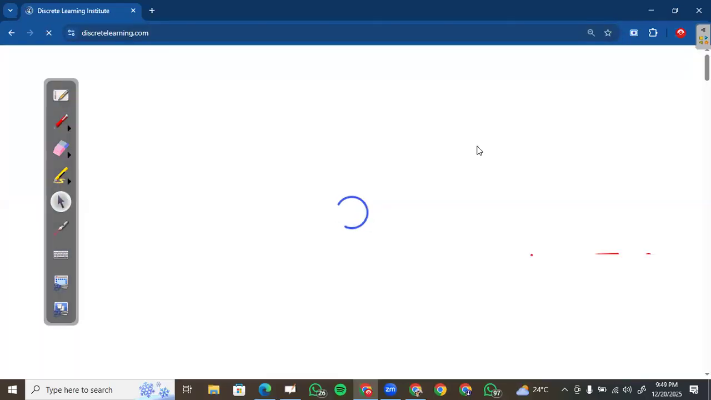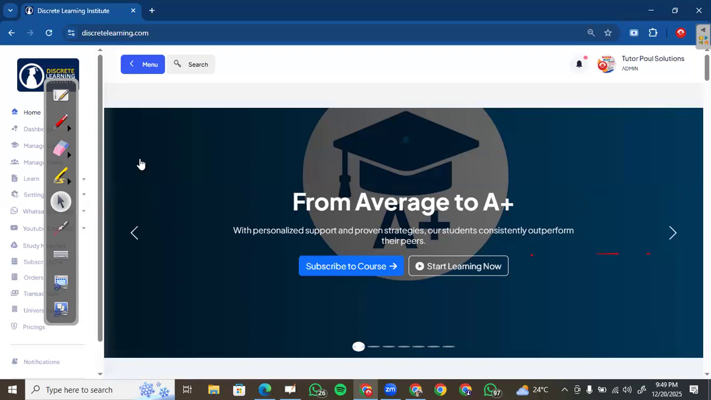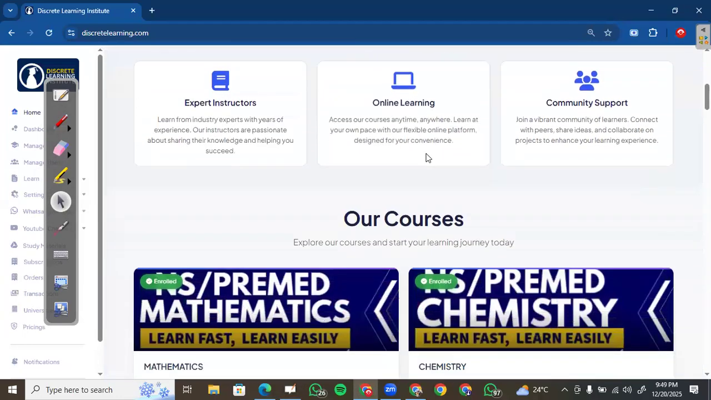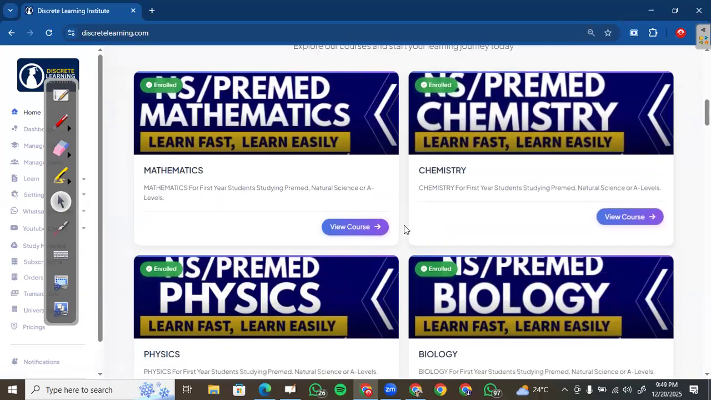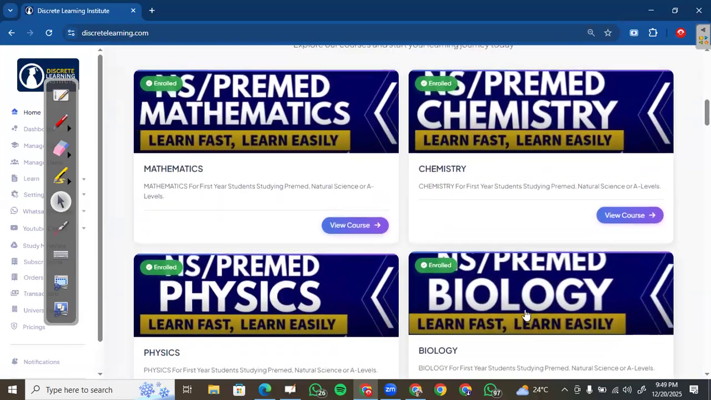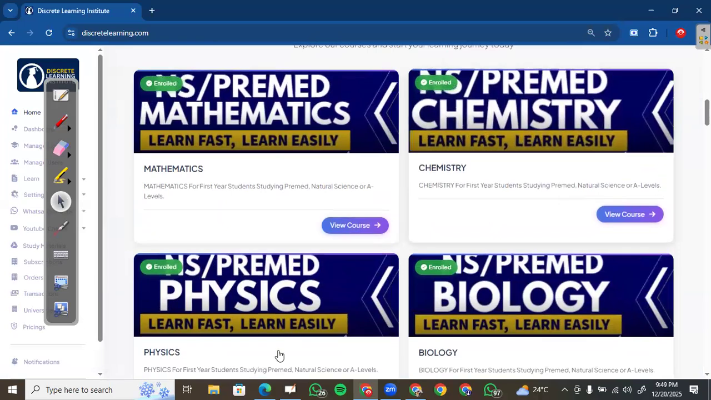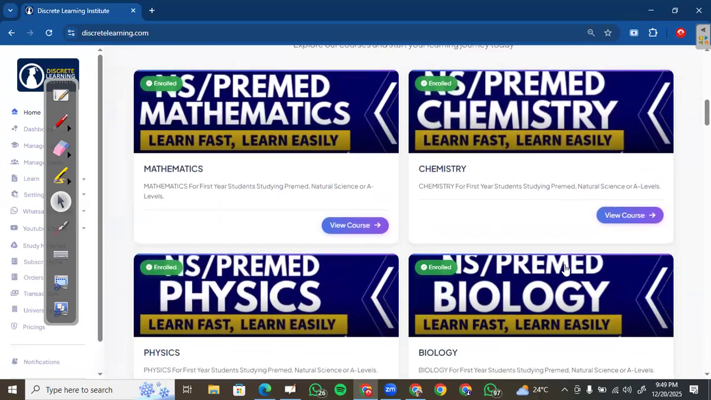So if you do not have an account, you'll be requested to create an account. Once you create an account and log in, you're going to find these courses here. You can register for whatever course that you want: math, chemistry, physics, biology, whatever you want.